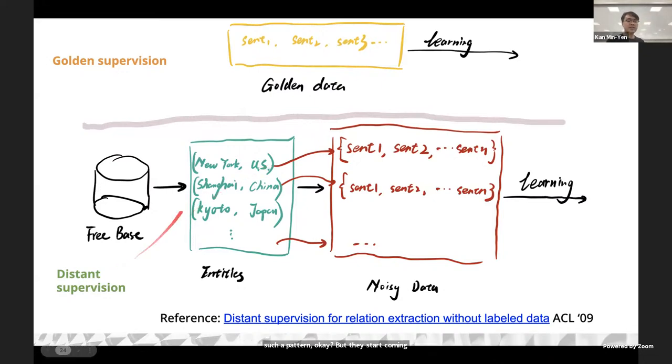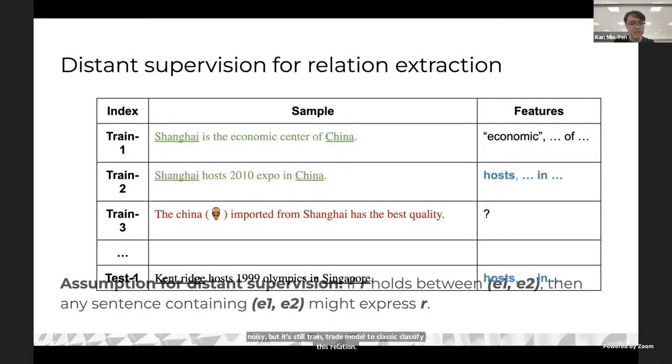Distant supervision means that we take a knowledge base with many entity pairs inside that satisfy such a relation, okay? And then they gather a large set of data which could be noisy. How they gather data is, we have pairs of entities like New York and US, Shanghai and China, Kyoto and Japan, and they find many sentences containing these entity pairs, and it forms a huge amount of data, which could be noisy, but they still train a model to classify this relation. And their central hypothesis is that even though it's noisy, if the number is large, there's a useful pattern to learn from.